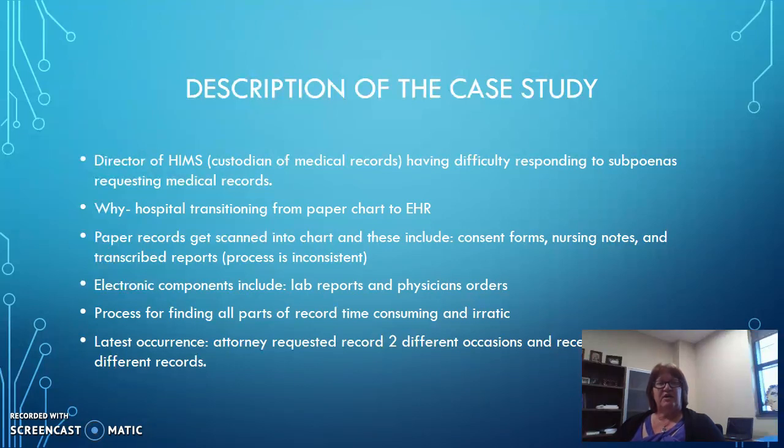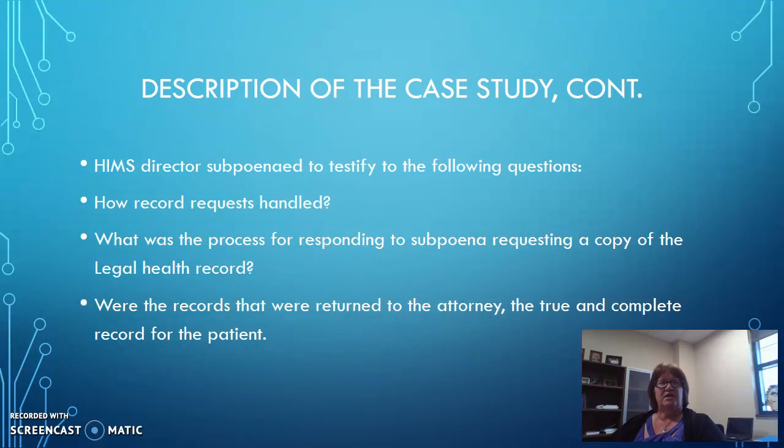Then the electronic components of the chart are there, so they're lab reports and physician's orders. But when you go to try to find all those pieces of the chart, it's a very time-consuming process, and it's very erratic. The latest occurrence was that an attorney requested records. He requested them on 2 different occasions, and what he received were 2 substantially different records.